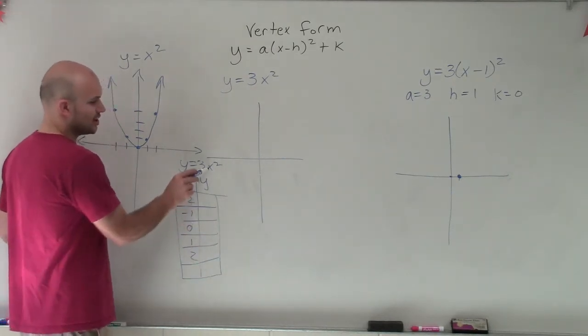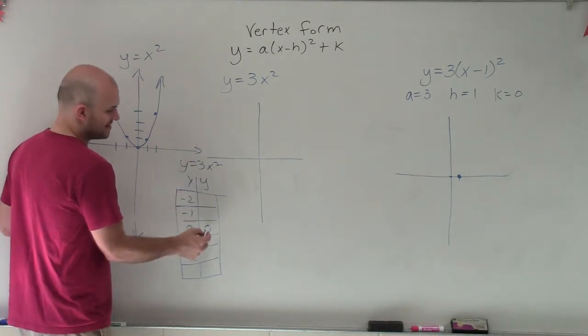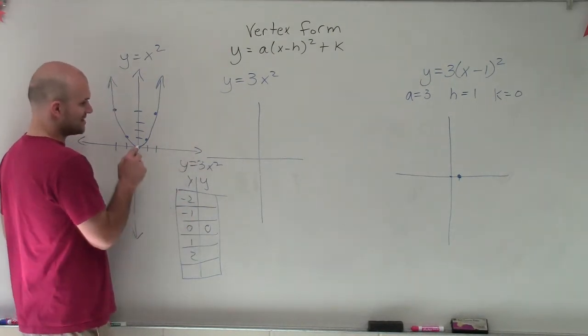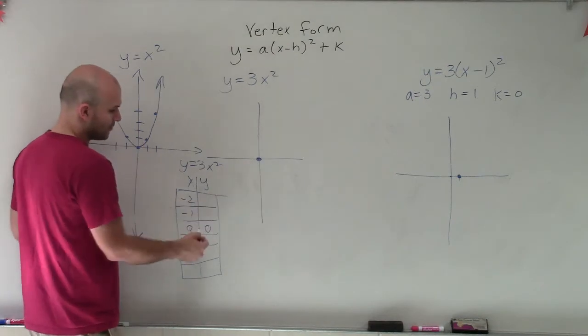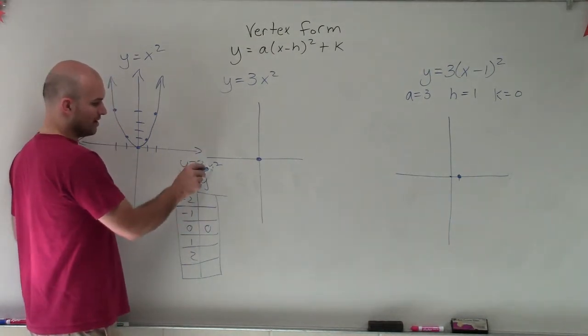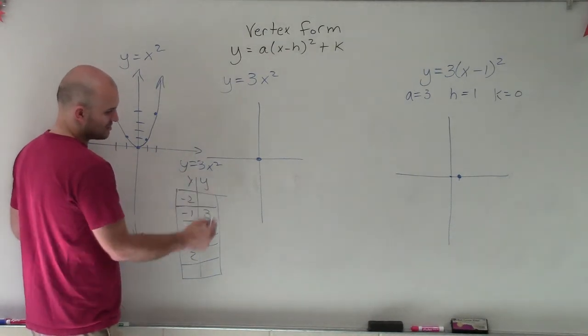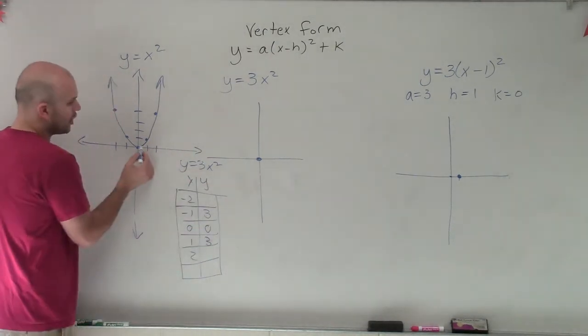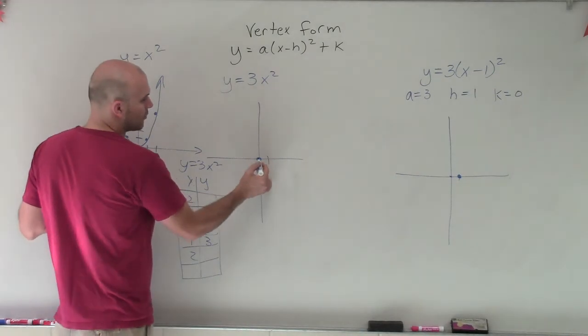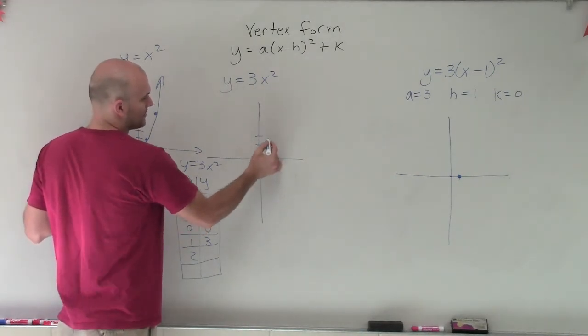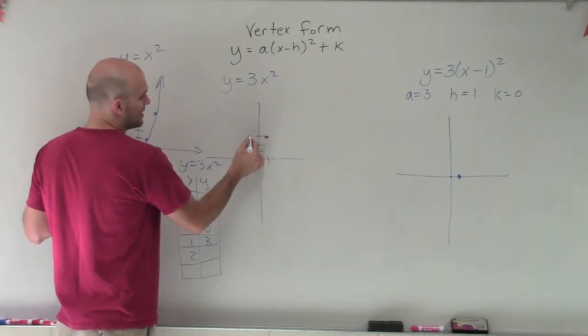If I was going to take 0, 0 squared times 3 is still going to be 0. So therefore, my vertex would remain the same. However, when I go to -1, -1 squared is 1, but now it's going to be multiplied by 3, which is positive 3. And then 1 squared times 3 is going to be positive 3. So instead of going over 1, up 1, now I'm going to go over 1 and up 3. Left 1 and then up 3.